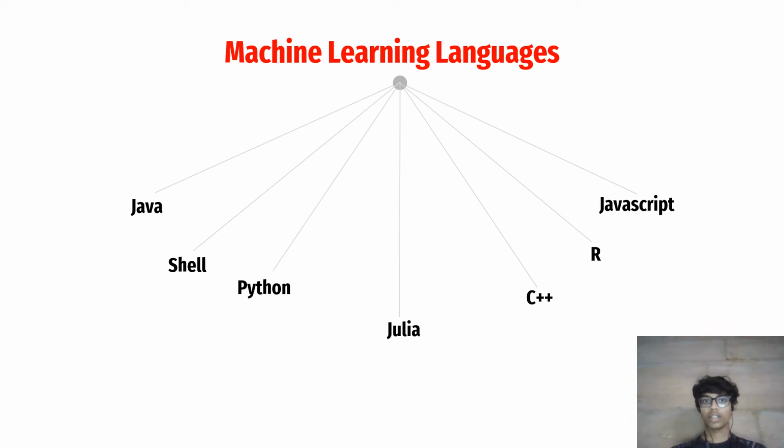Here are some machine learning languages which you can use to program a machine to learn on its own. You can use Java, Shell, Python, Julia, C++, R, as well as JavaScript.